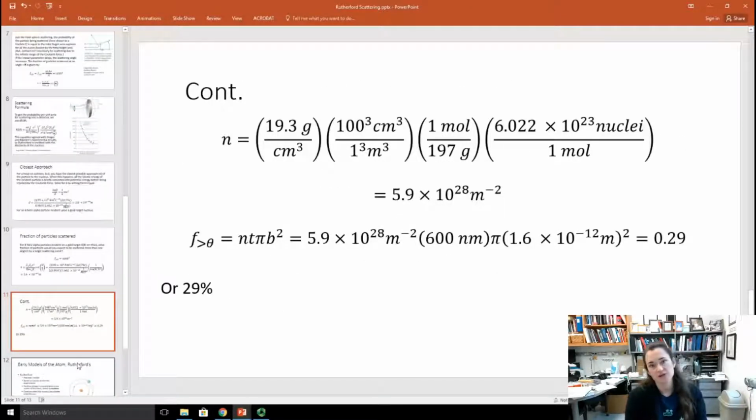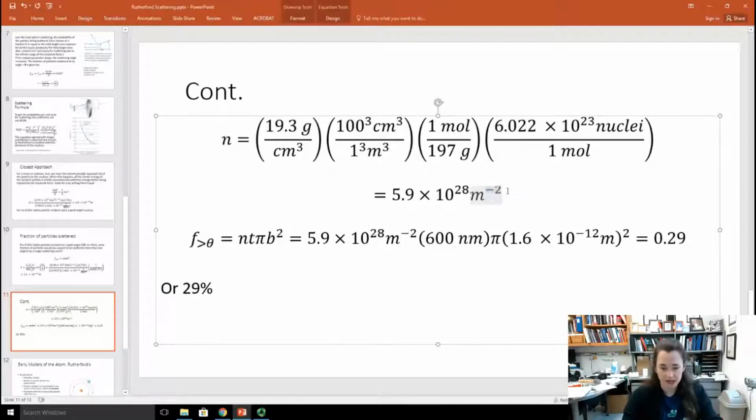Now, I need a few other things too. I need to know the number density of the nuclei, right? So if I use the density of gold, which is 19.3 grams per centimeter cubed, and I convert from cubic centimeters to cubic meters, and then use the atomic weight of gold, 197 grams per mole, and then also Avogadro's number, 6.022 times 10 to the 23rd, then I can get the number density of nuclei. And that gives me 5.9 times 10 to the 28th inverse cubic meters.